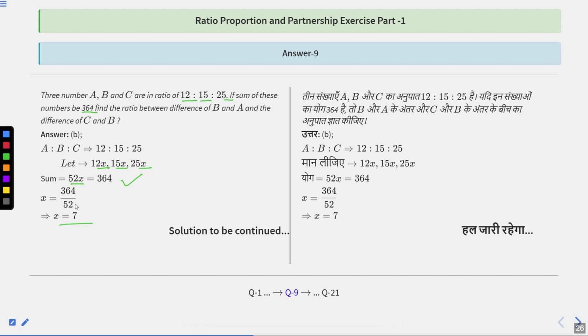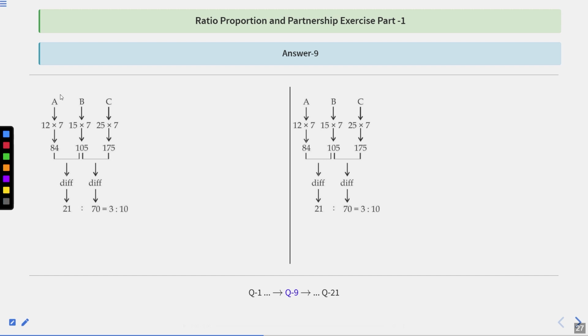Clear? Now solution to be continued. A gets 12 multiplied by 7, B gets 15 multiplied by 7 and C gets 25 multiplied by 7, which is 84, 105 and 175. Now the question asks for the ratio between the difference of B and A, and C and B. So the difference between B and A is 21. When we subtract 105 minus 84, we get 21. In the same way, when we subtract 175 minus 105, we get 70. So the ratio will become 3:10, which is the correct answer.